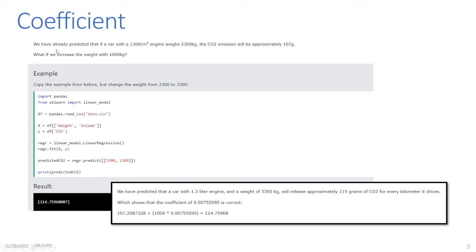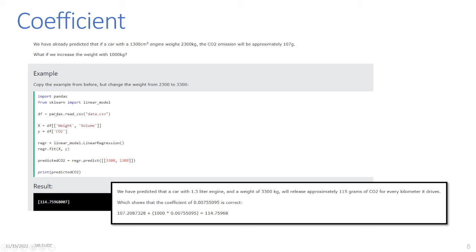We have already predicted that if a car with a 1,300 cubic centimeter engine weighs 2,300 kilograms, the CO2 emission will be approximately 107 grams. What if we increase the weight by 1,000 kilograms? So 1,000 kilograms. Copy the value.